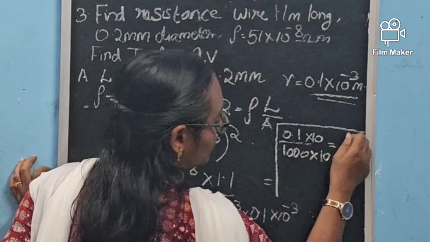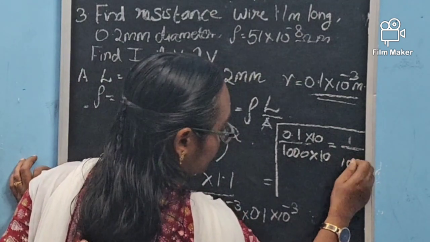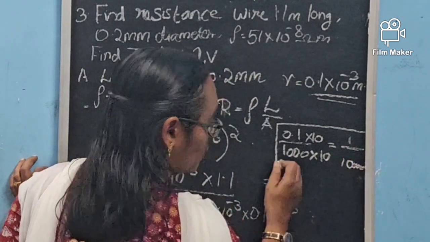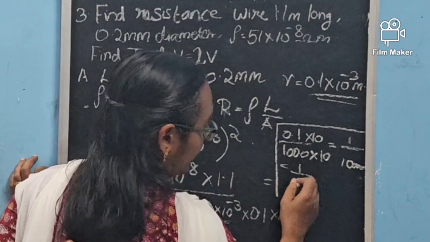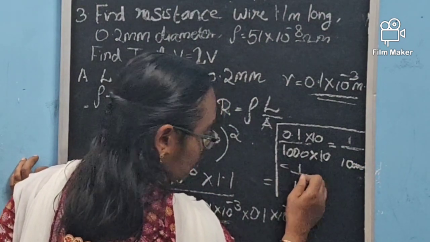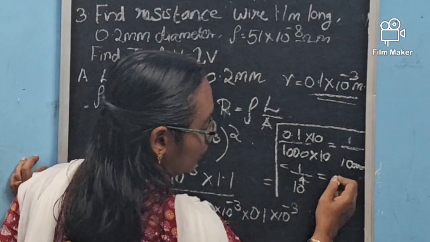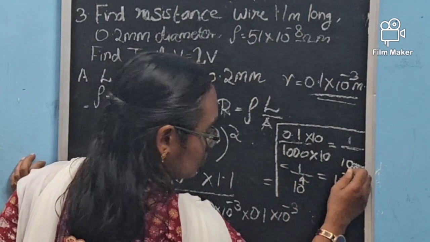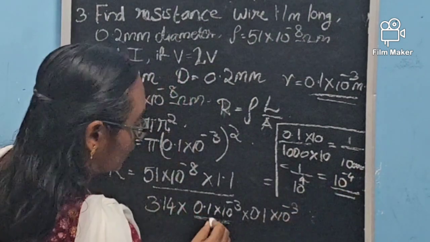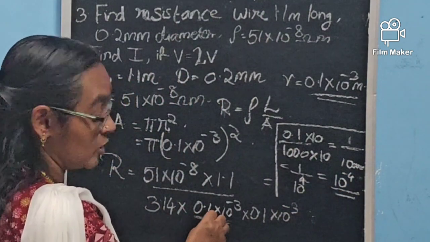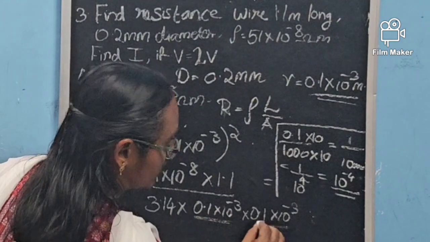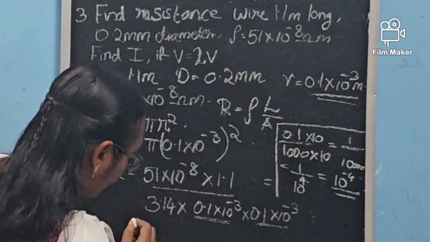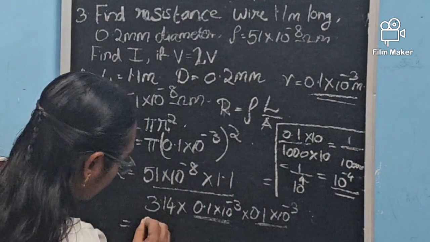So what will be the answer? 1 divided by 10,000. So 1 divided by 10 raised to 4. So it will be equal to 10 raised to minus 4, isn't it? Here also the value has changed to 10 raised to minus 4. Here also the value will be changed to 10 raised to minus 4. So how can we rewrite it? We can rewrite like this.